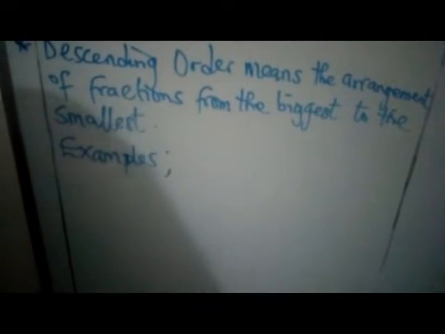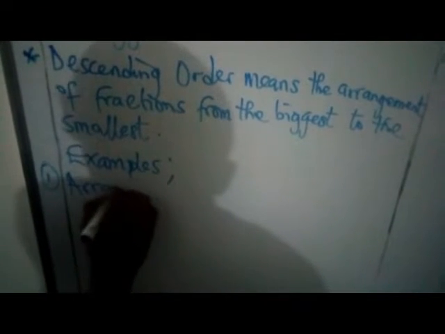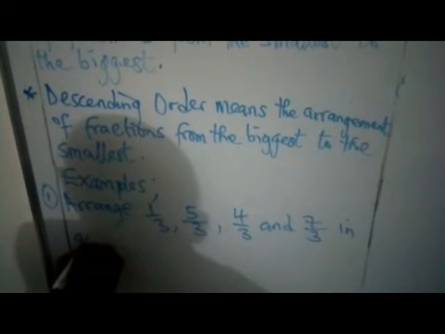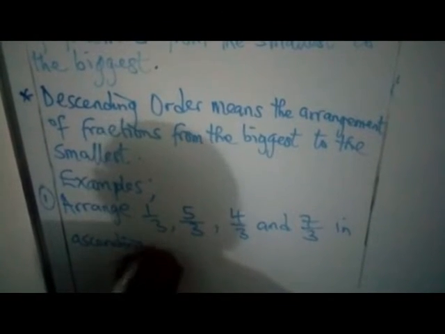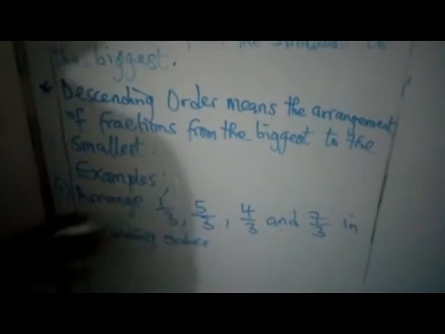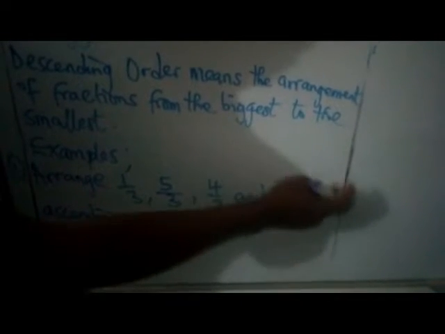Now let us run through these examples. Number 1, arrange 1 over 3, 5 over 3, 4 over 3, and 7 over 3 in ascending order. Now, look at this question. We are to arrange 1 over 3, 5 over 3, 4 over 3, and 7 over 3 in ascending order.